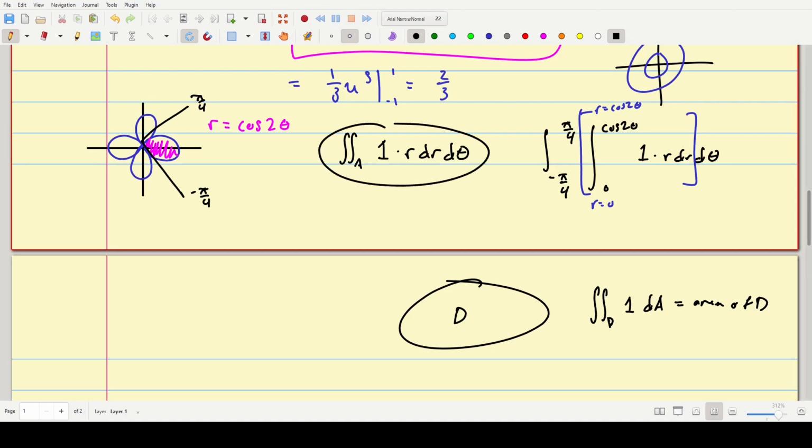That's why I wrote this. We're integrating the function 1. We have an r because we're integrating in polar coordinates. That's where the r comes from. But we're integrating the function 1 over the region that we want to find the area of. Does that make sense? If I asked you to find the area of the entire clover, then you could just do 1 and multiply by 4.